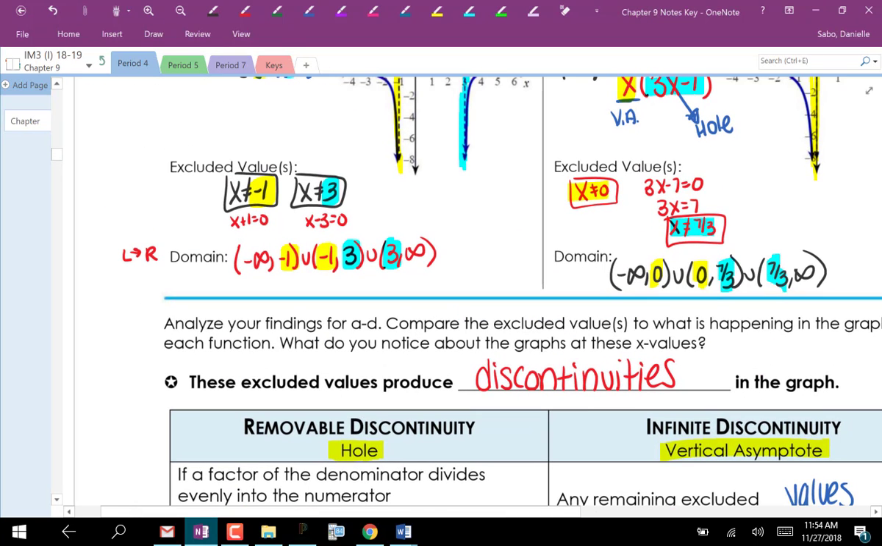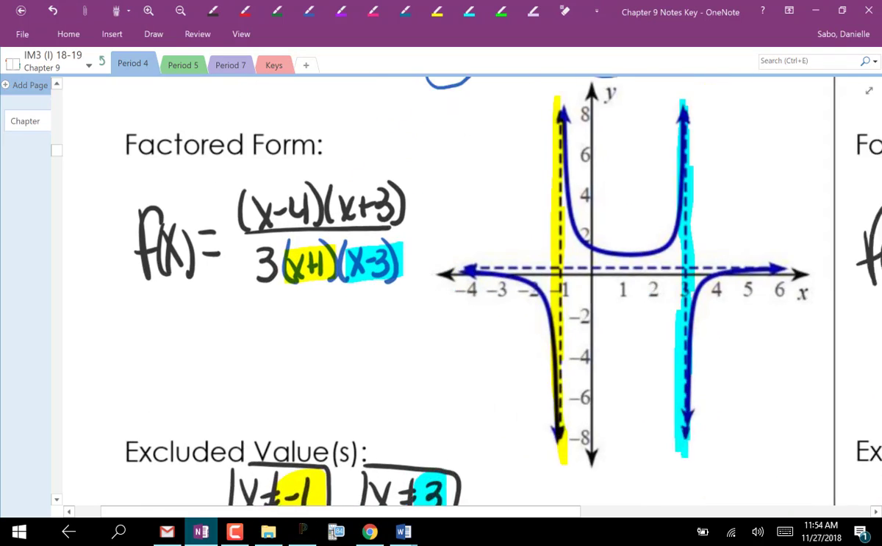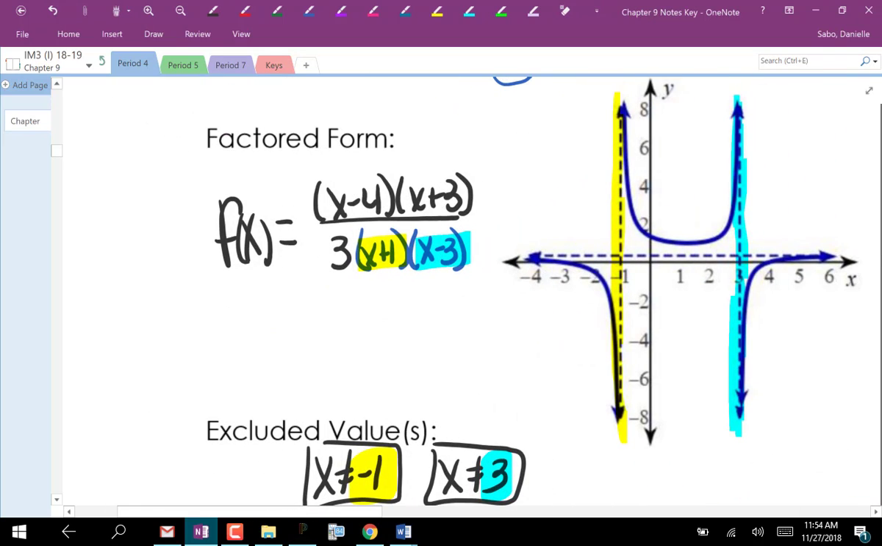But I want to take one more second and make sure that you understand the difference between a hole and a vertical asymptote. So do you see here for this one? This doesn't cancel with either of them. This doesn't cancel with either of them. And that's why they were both vertical asymptotes. They were both lines. Okay?